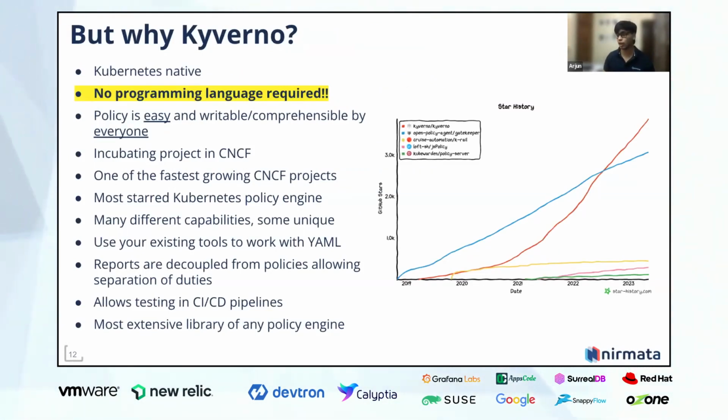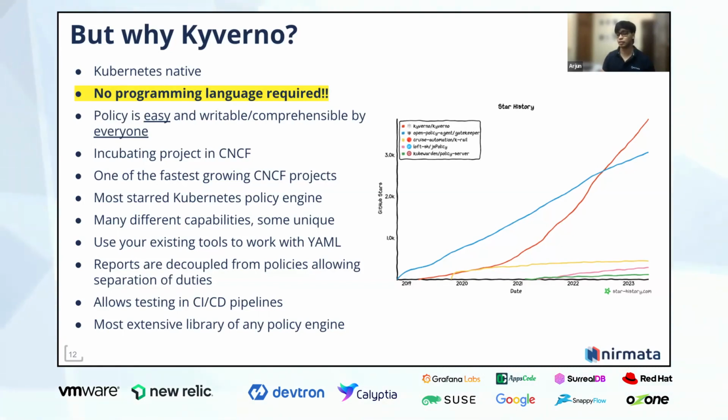It's designed to be Kubernetes native. And right now, you can see this is the community trend. We are seeing a lot of traction on Kyverno simply because of this reason. You don't need another programming language. It's all written in YAML, and the policies are as easy to write as they are to read.